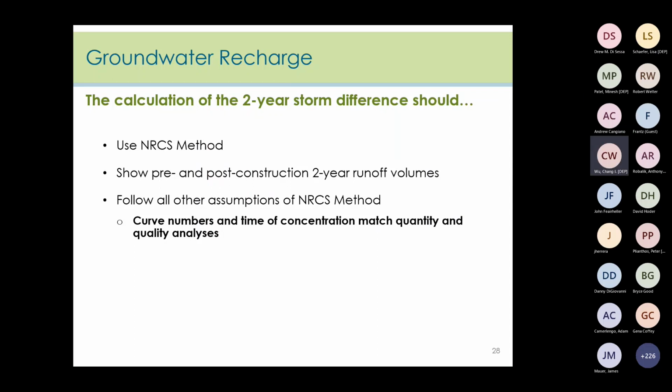Just one note: when you use the NRCS method, you have to match the curve number and time of concentration. Sometimes you see that they use one curve number and time of concentration when they calculate the water quality design storm, and then they use a different set of numbers in the 2-year storm. You have to see that they are consistent.